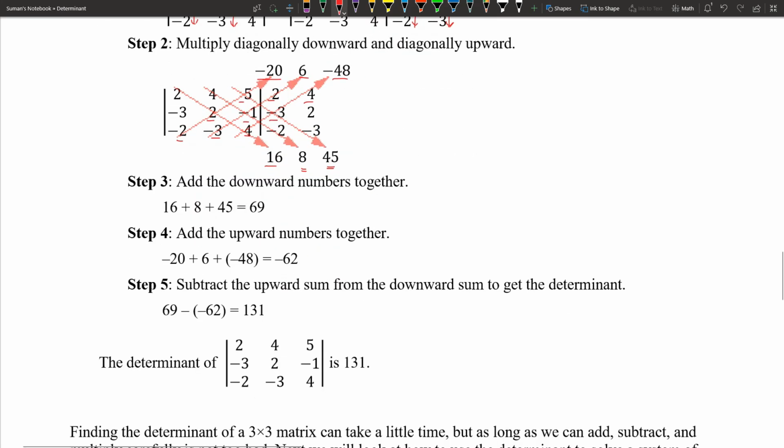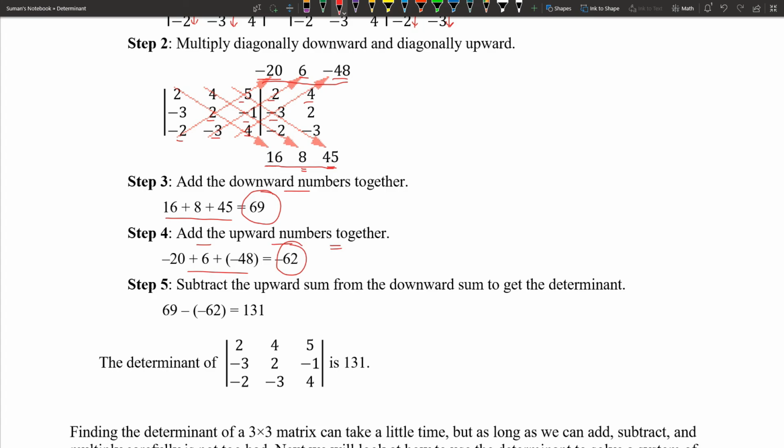So the next step, we are adding the downward numbers together, that means 16 plus 8 plus 45, we are getting the result as 69. And next step, we are adding the upward numbers together. So that is minus 20 plus 6 plus minus 48, and getting minus 62.